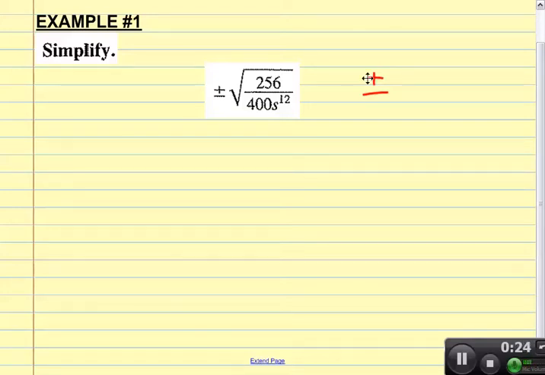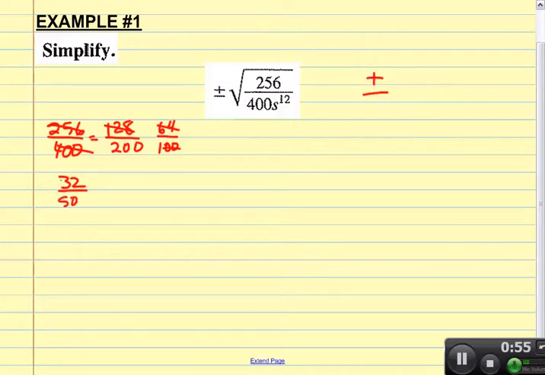And let's see. You know what? Let's try to reduce this and see what we get. 256 over 400. I know that 2 goes into both of them, right? 128 over 200. All right, I know 2 goes into both of those. That's going to be 64 over 100. Okay, I know that 2 goes into both of those. That's going to be 32 over 50. Good. I know that 2 goes into both of those. That's going to be 16 over 25. And I think that's it.